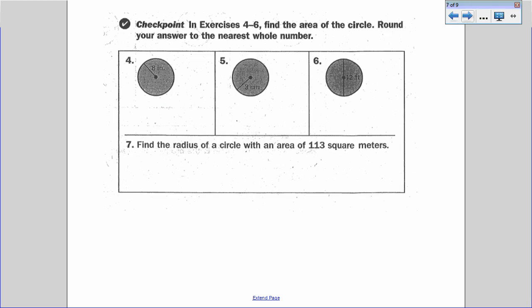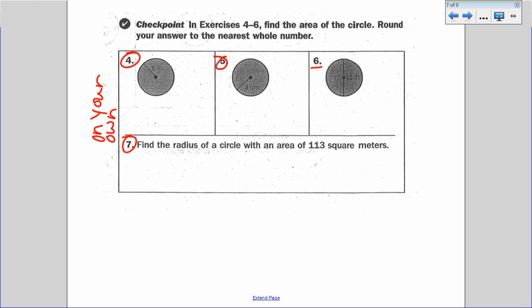All right, so now in your checkpoints, ladies and gentlemen, I want you to find the area of the circle. So I'm going to do number 6 with you guys, talk you through number 6. 4, 5, and 7 are going to be on your own. All right, so you have to have those done to get credit.